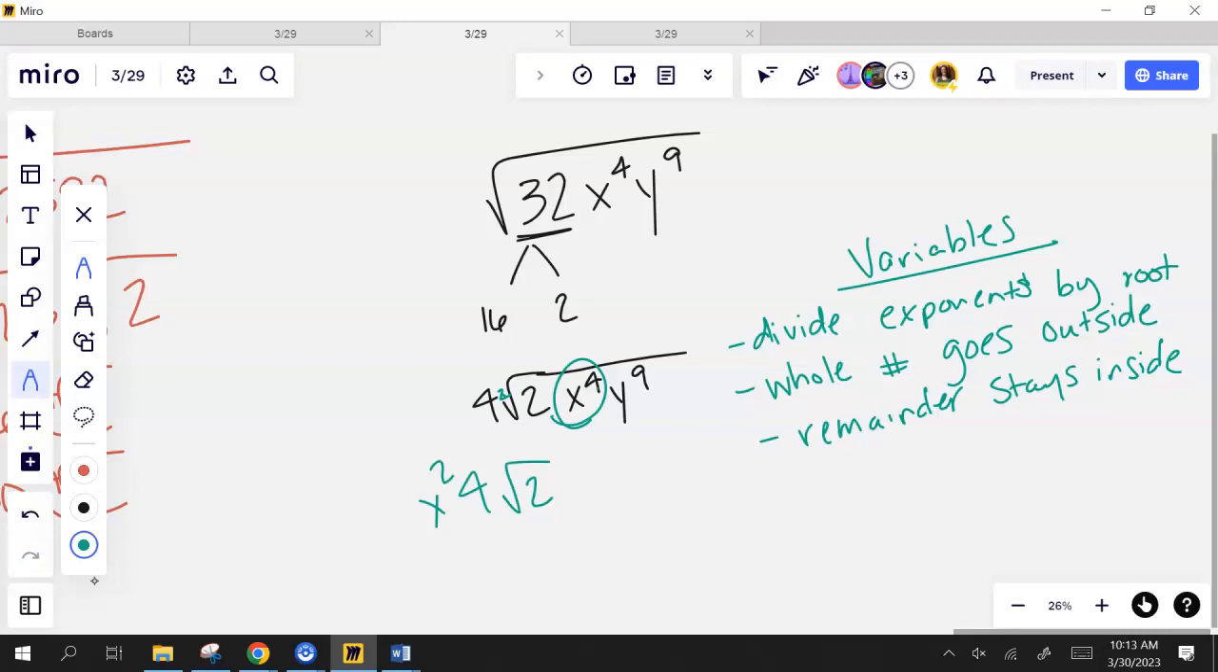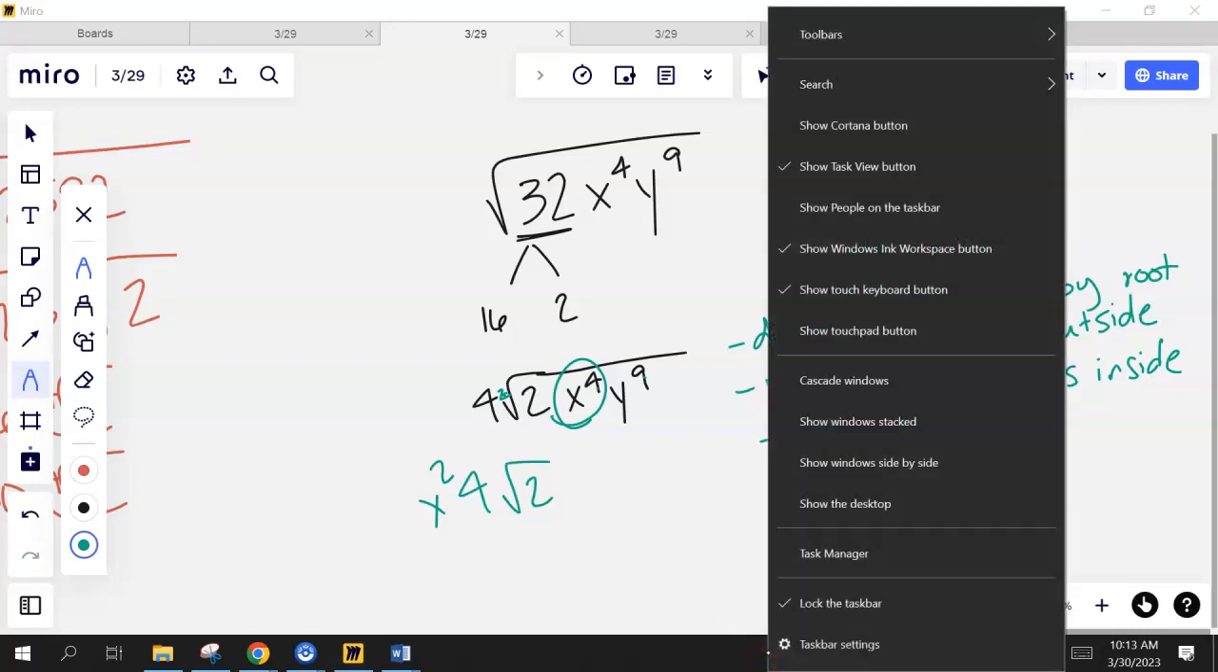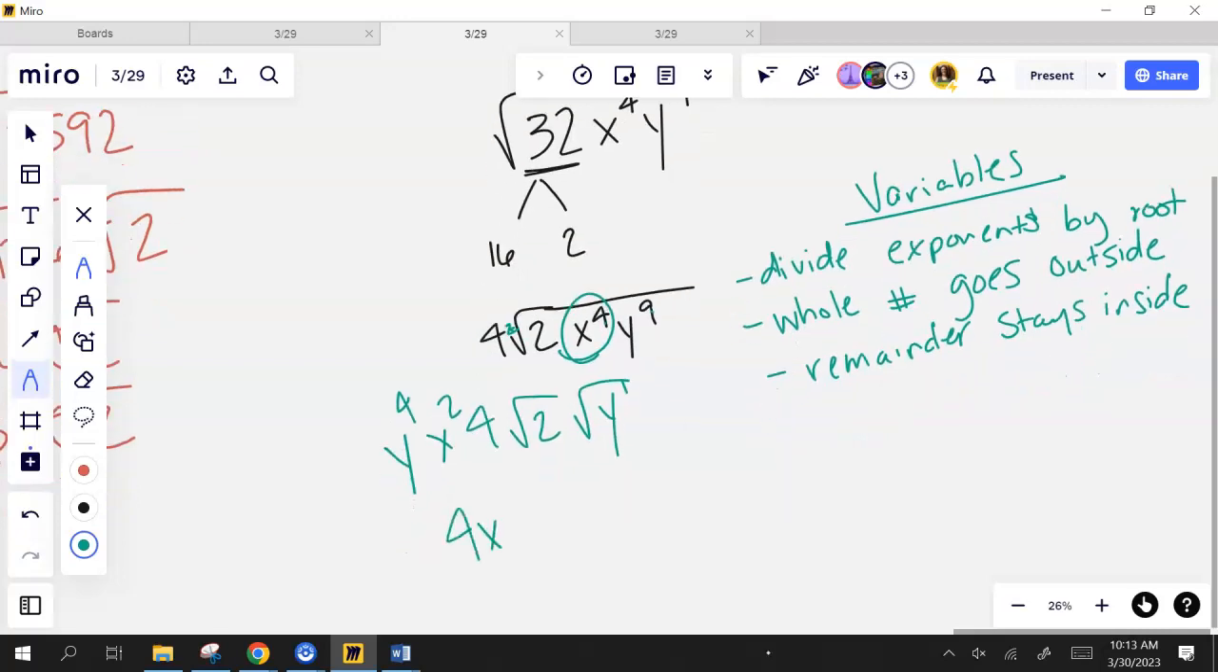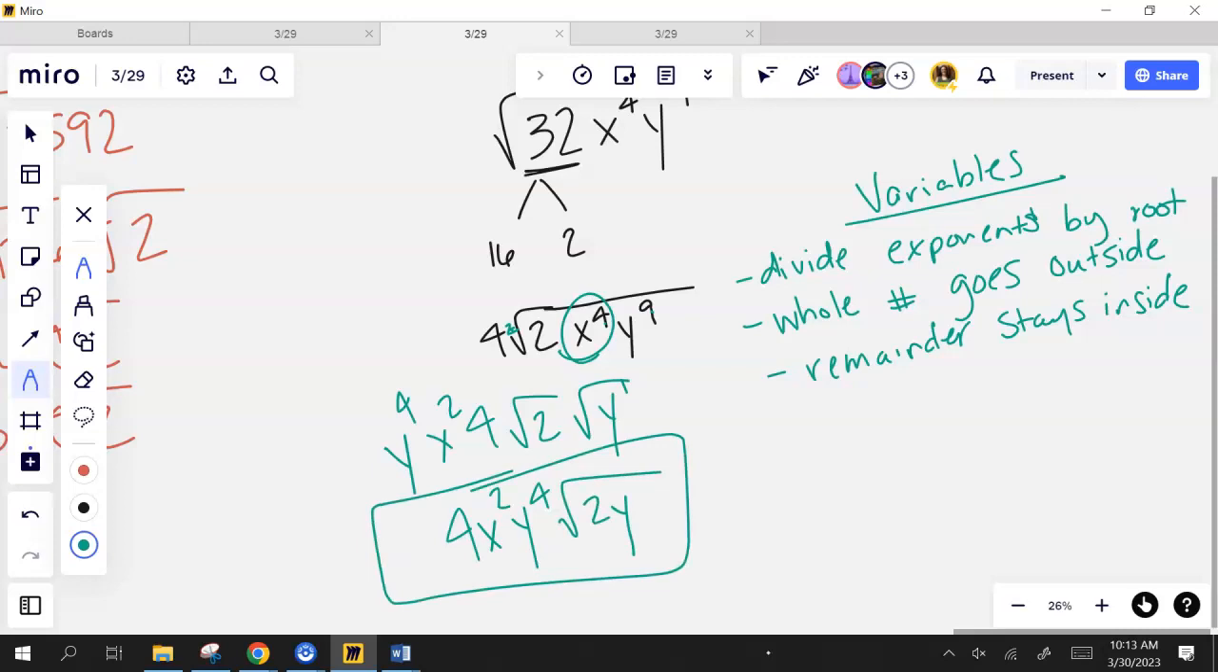Now do the same thing with the 9. 2 goes into 9 how many times? 4. How many's left? 1. Great. Now I can put it all together. I have 4x squared y to the 4th, and I can put what's under the square root together. And on these, you don't have to worry about pluses or minuses with the variables. Does that make sense? A little bit?